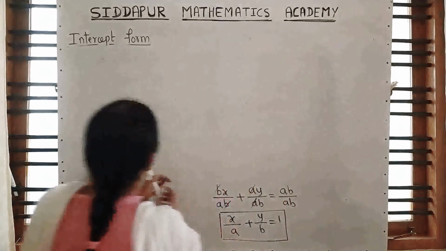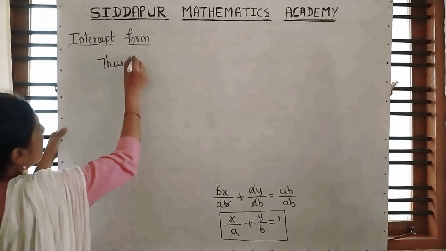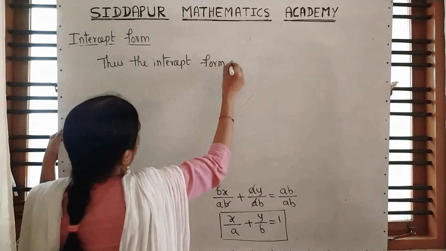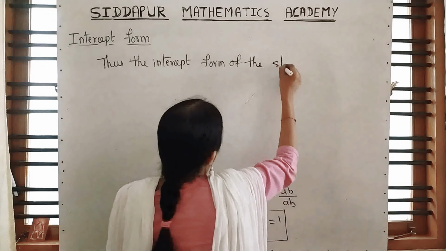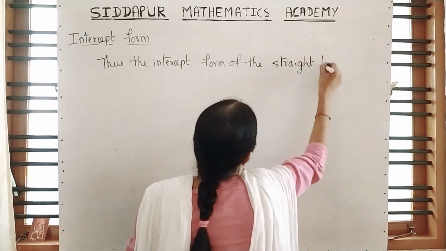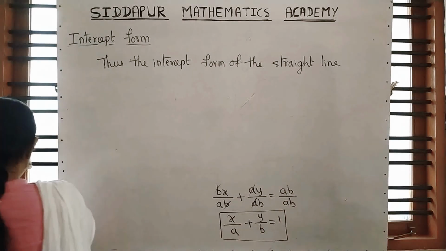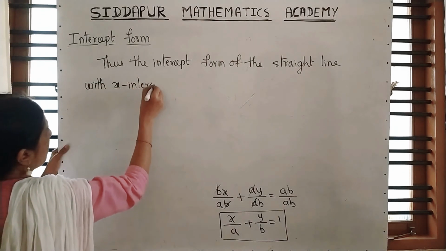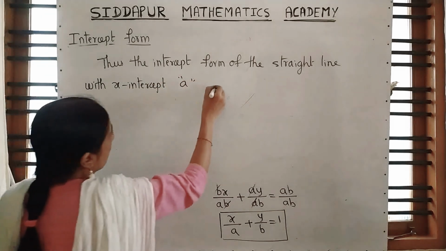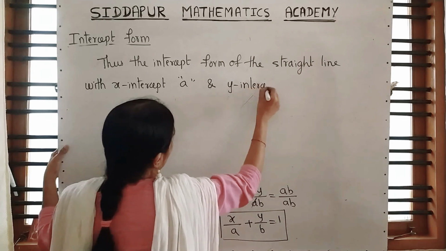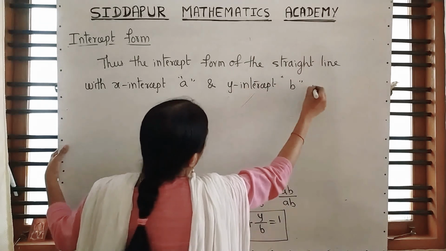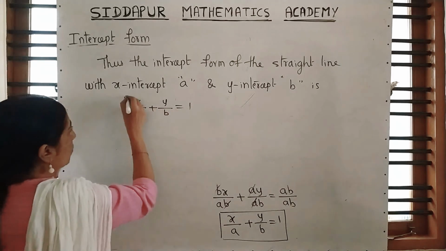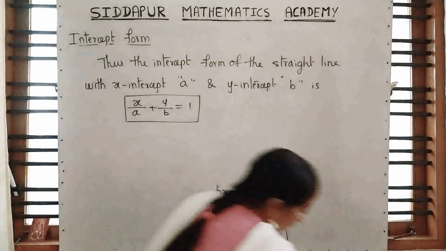Thus, the intercept form of the straight line with x-intercept a and y-intercept b is x upon a plus y upon b is equal to 1. Understood? Now I am moving to the example.